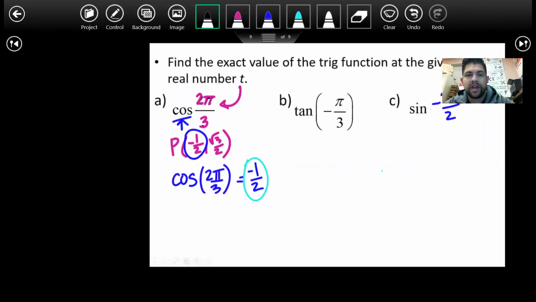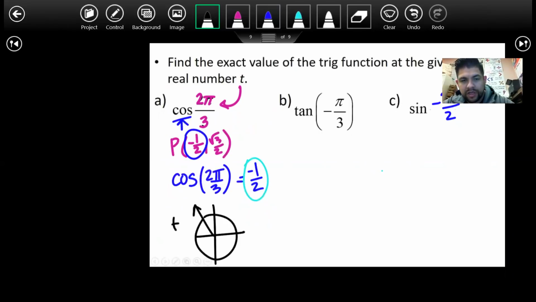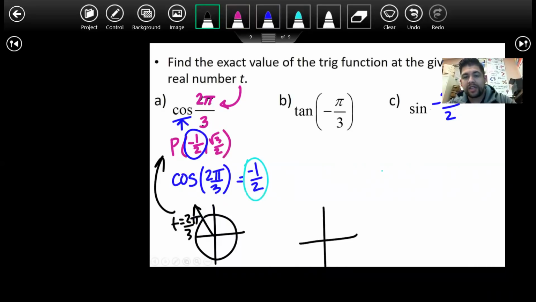Again, for those that need help seeing this, the unit circle is here, where t is equal to 2 pi over 3, and we're given the coordinate point that it represents. So we're going to continue. For the next one, we're looking for B. Again, I'll try to draw this out. Where does negative pi over 3 exist on the unit circle?